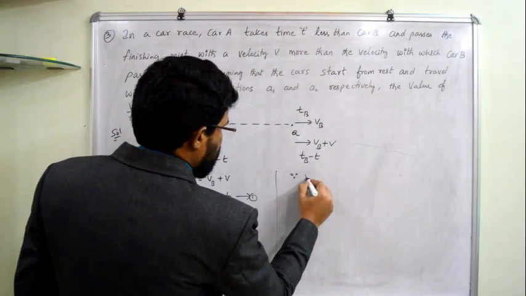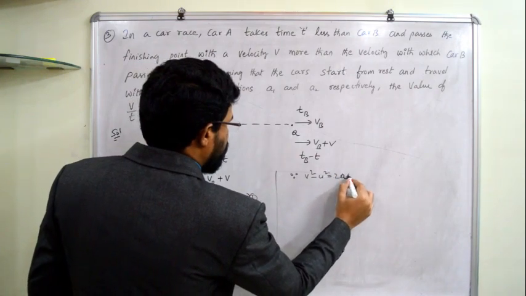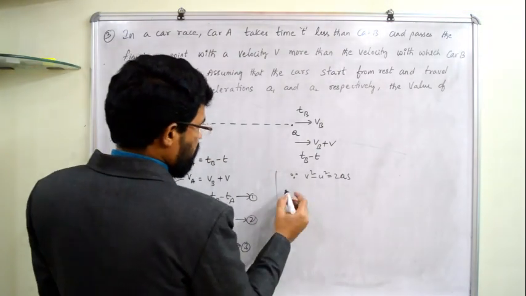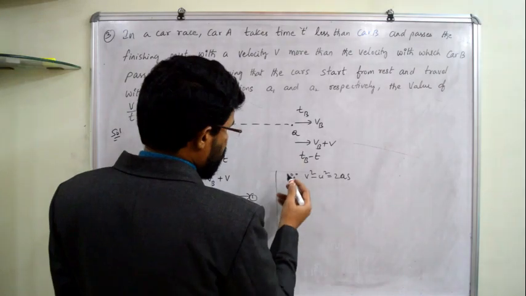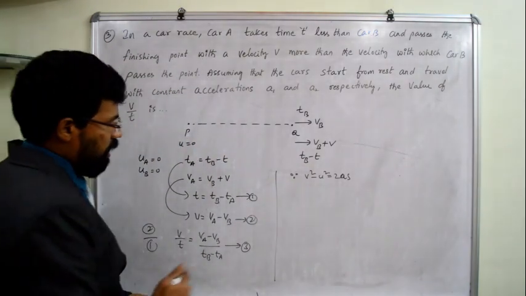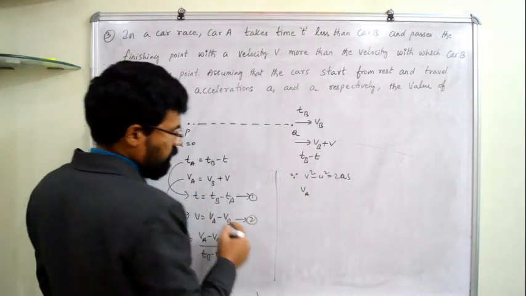Since V square minus U square is equal to 2AS, this is one of the kinematic equations, right? For car A, what is the equation? Final velocity is how much for car A? I'll take it as VA. That's how it was taken here. It is assumed as VA.